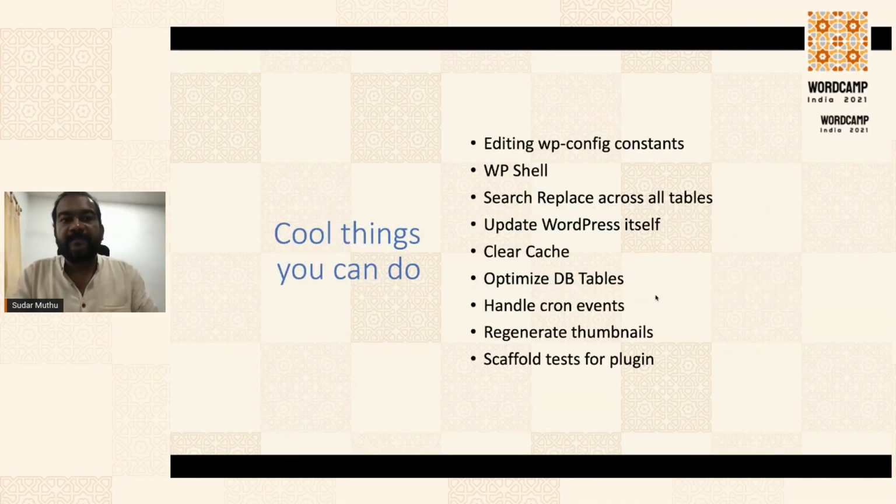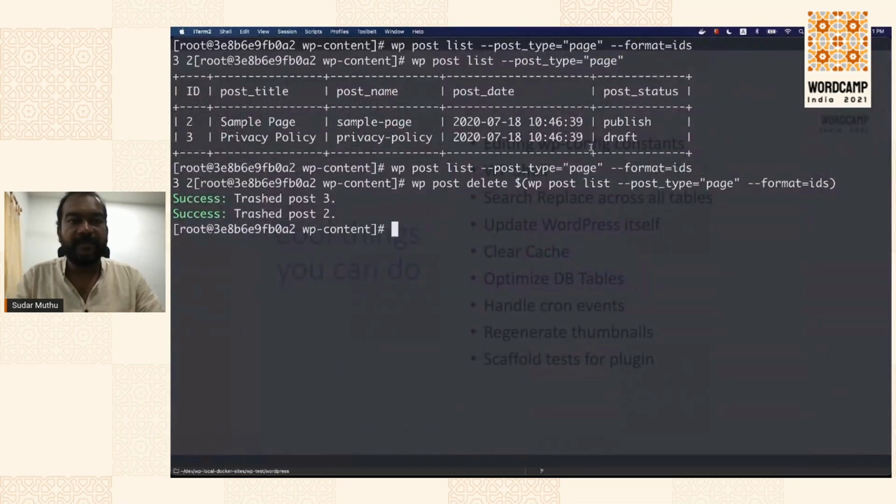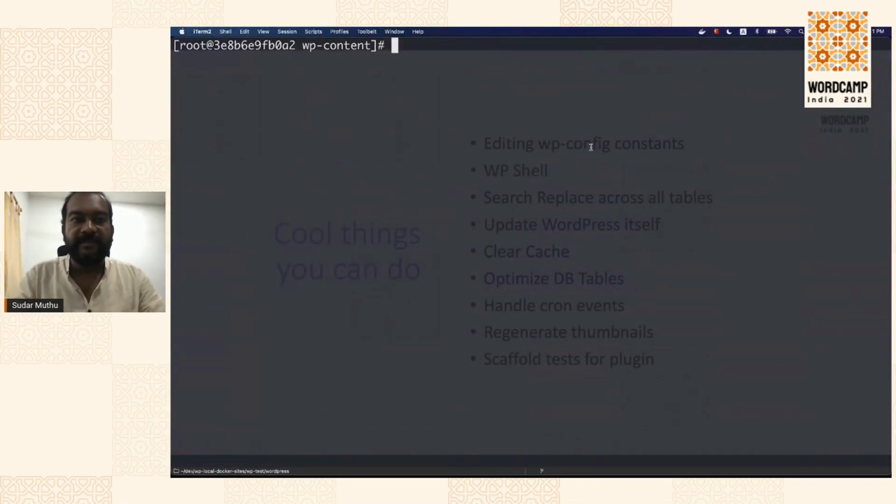Okay, so here are some cool things that you can try with WP-CLI. One is like, obviously, if you have WP config constants, right? So all the constants that are specified in WP config, you'll actually be able to edit them directly from here without opening the WP config file. Let's quickly check how that thing works. Okay, I'm going to clear my screen again. Let's say WP config.